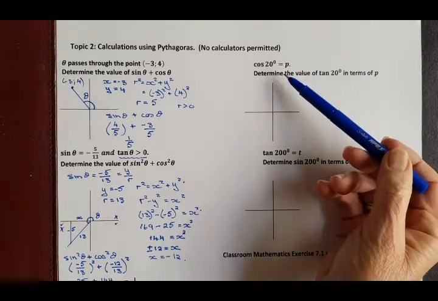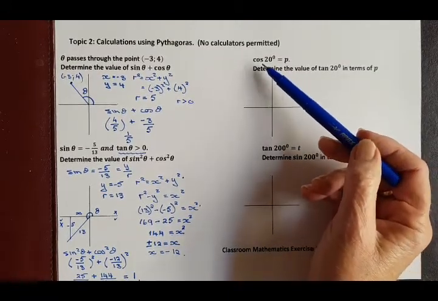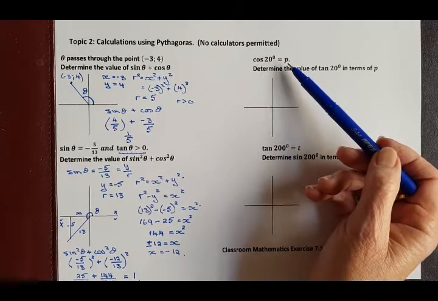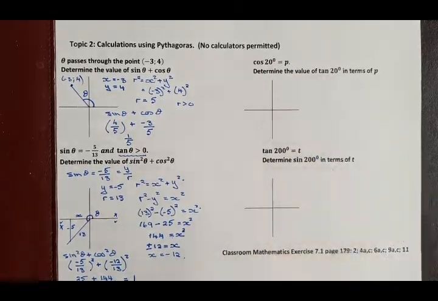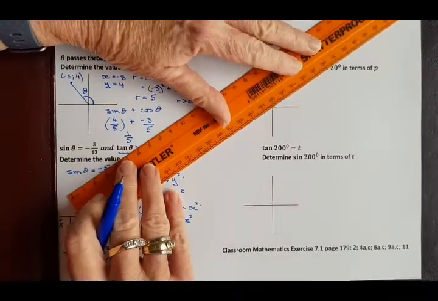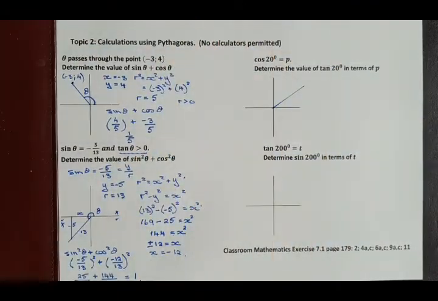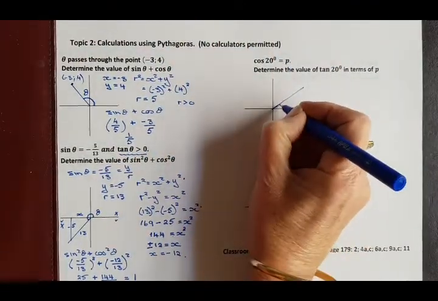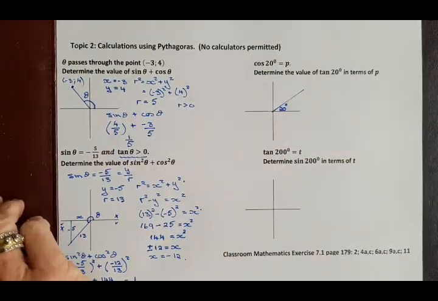This question might look slightly different, but in fact it's a very similar principle. We're told that cos of 20 degrees equals p, and you're asked to work out the value of tan of 20 in terms of p. Again, no calculators allowed. We're not actually just going to push the buttons. So here, same process. 20 degrees, I know, is going to land up in the first quadrant over here. Okay, it's between 0 and 90 degrees.